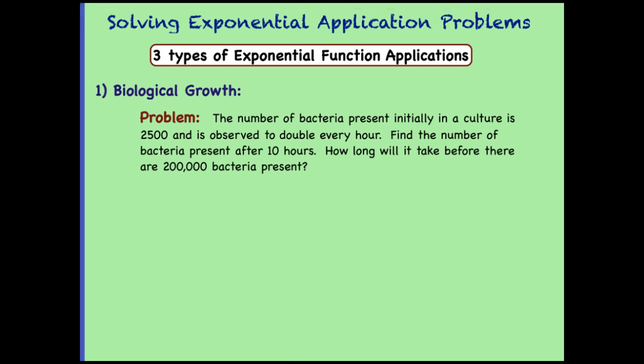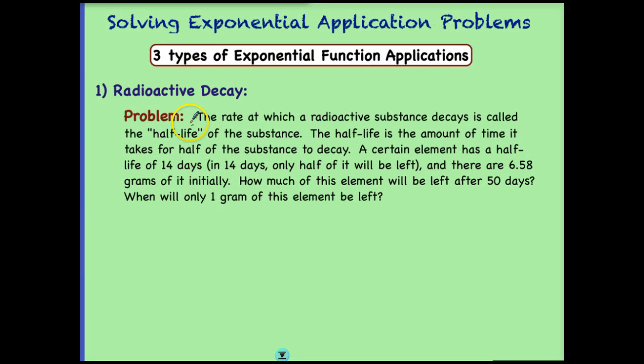Let's look at our last type of exponential function for today, and this is radioactive decay. So we know that our initial amount is going to go down, so we're going to have a fraction for our rate rather than a number greater than 1. In this problem, the rate at which a radioactive substance decays is called the half-life of the substance. The half-life is the amount of time it takes for half of the substance to decay.